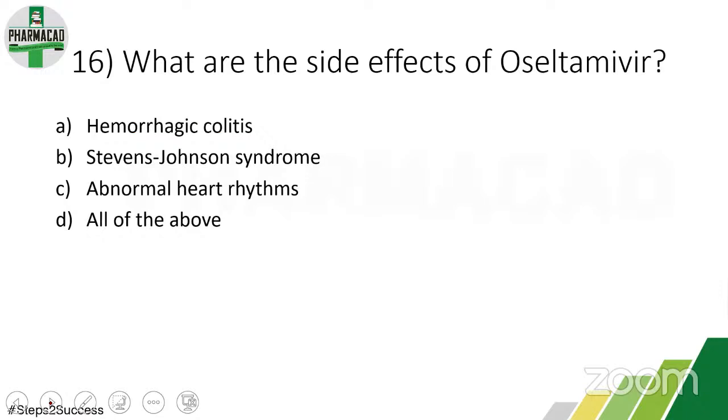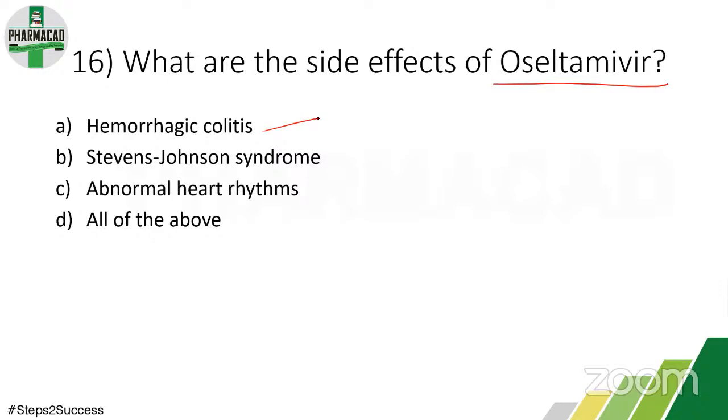Next question. What are the side effects of Oseltamivir? Oseltamivir causes severe abdominal cramps, and these abdominal cramps come suddenly along with watery diarrhea. It begins with watery diarrhea, and that condition is nothing but hemorrhagic colitis. So in hemorrhagic colitis, what happens? Abdominal cramps come suddenly along with watery diarrhea.